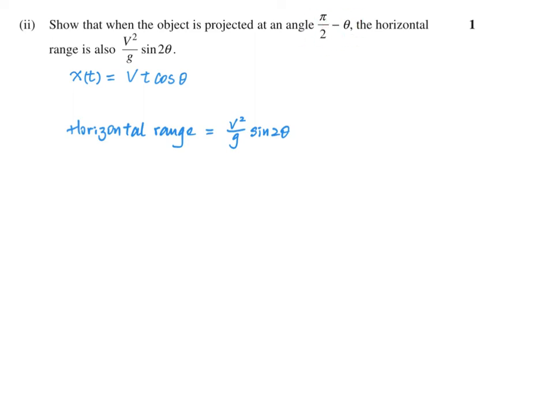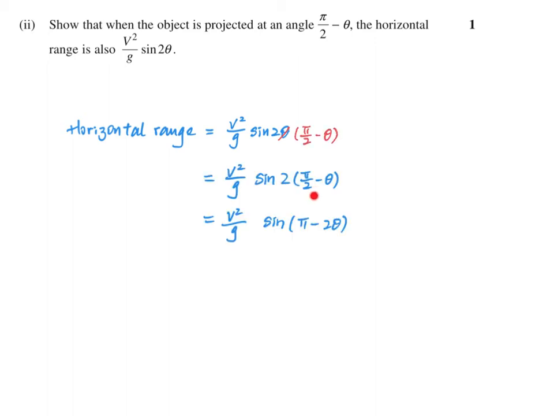Question 2, it changes the angle of projection from theta to pi over 2 minus theta. The question asks you, is the horizontal range going to be just the same? So now the theta changes to pi over 2 minus theta. Let's rewrite everything properly. Now 2 times (pi over 2 minus theta), we multiply this 2 into the bracket. Pi over 2 times 2 becomes pi minus 2 theta. So it's now sine of pi minus 2 theta.